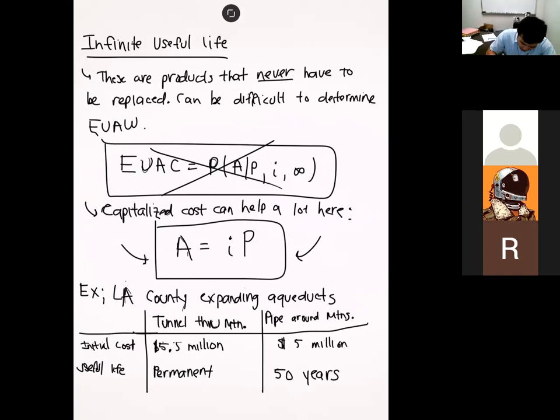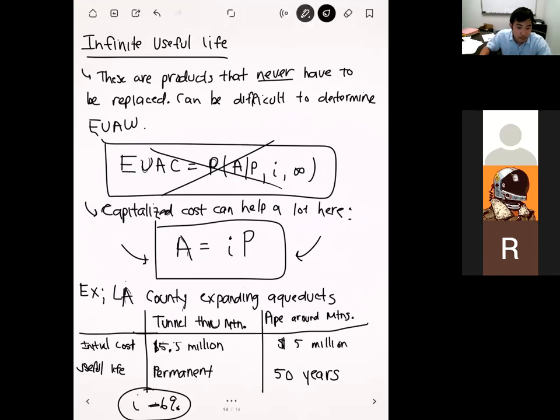If we assume an interest rate of 6%, let's use annual cash flow analysis to determine which one is the better option to go with. Any questions on the setup for the problem? Okay, let's go ahead and start working on it.